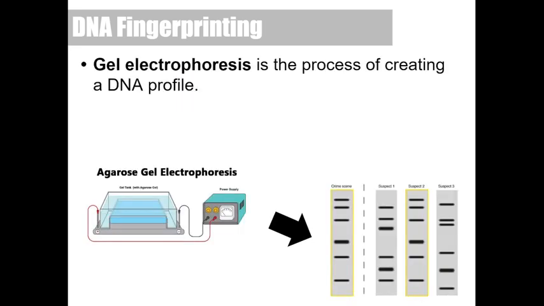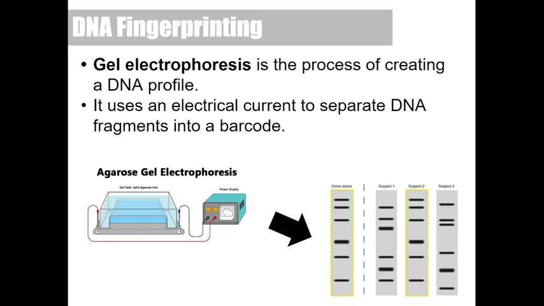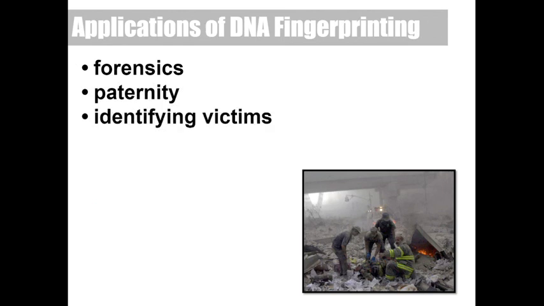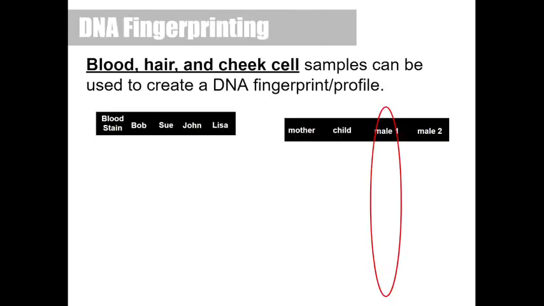Now, we also have gel electrophoresis. Gel electrophoresis is the process of creating a DNA profile. So we have our agarose gel down here, and we attach it to a machine that helps us build up the lines of the DNA in the gel. And it does that by using an electrical current to separate the DNA fragments into a barcode. So applications of DNA fingerprinting can be used in forensics, paternity, which is determining the father of a child, and identifying victims.